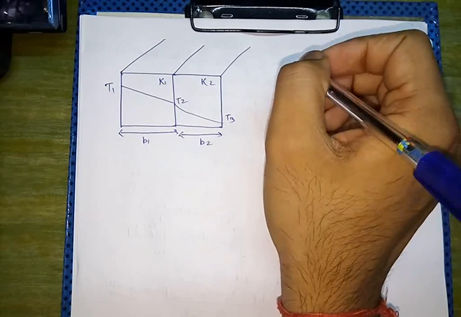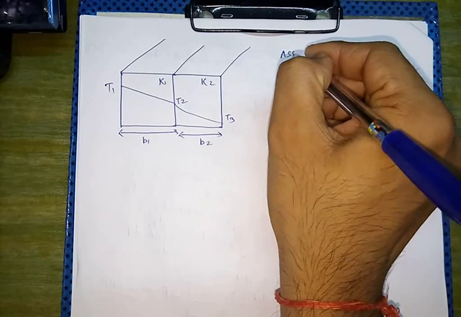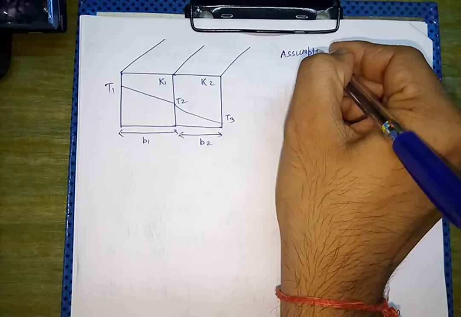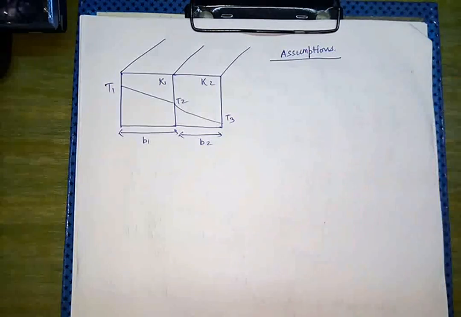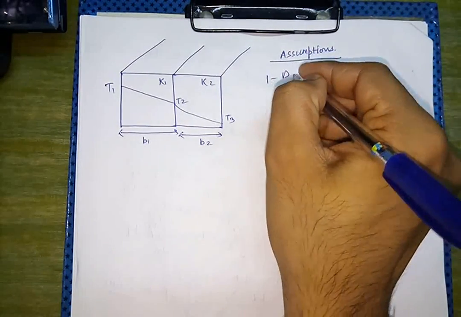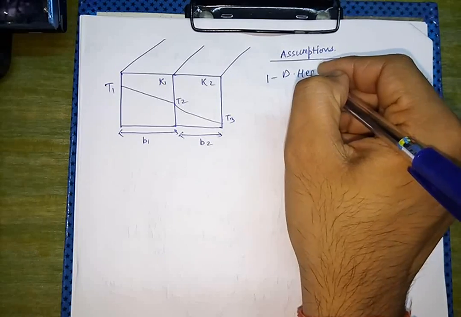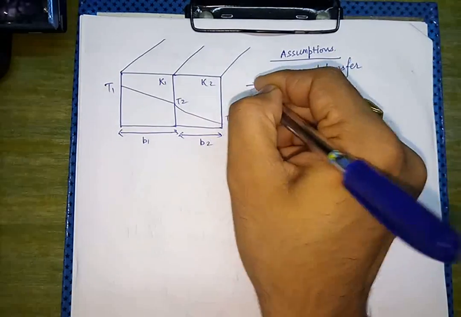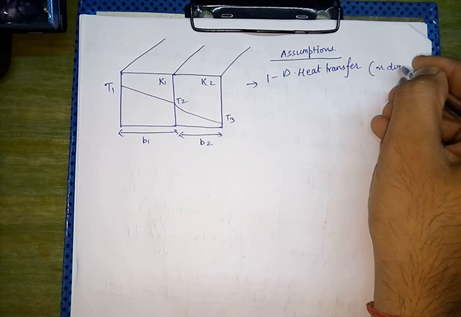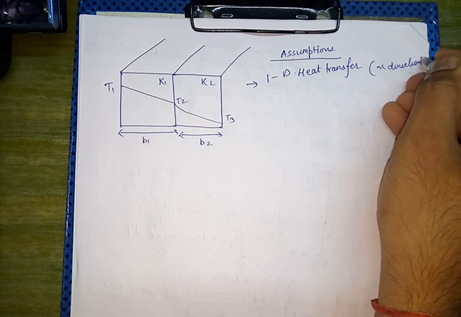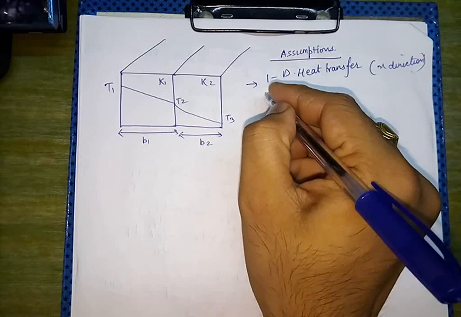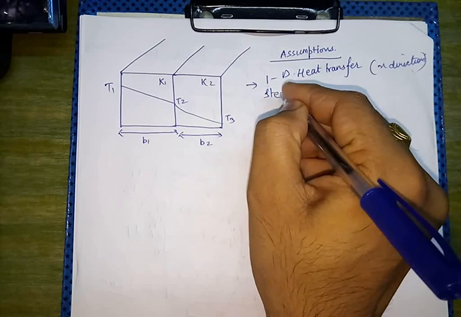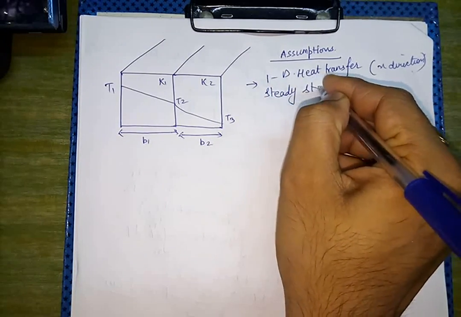Now there are certain assumptions which are common to all the problems, and these assumptions are: there is 1D heat transfer, that is, heat is being transferred only along the X direction. Then next, there is a steady state.